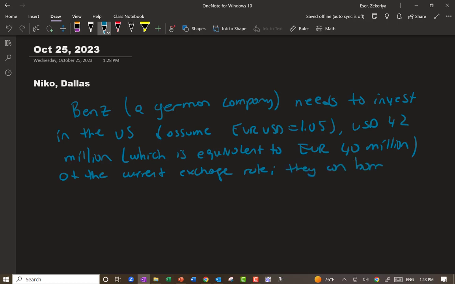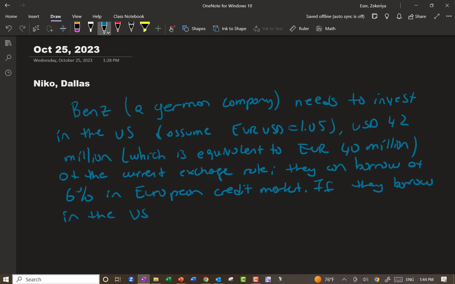They can borrow at 6% in European credit markets. If they borrow in the US credit market, they would have to pay 9% in USD, okay?